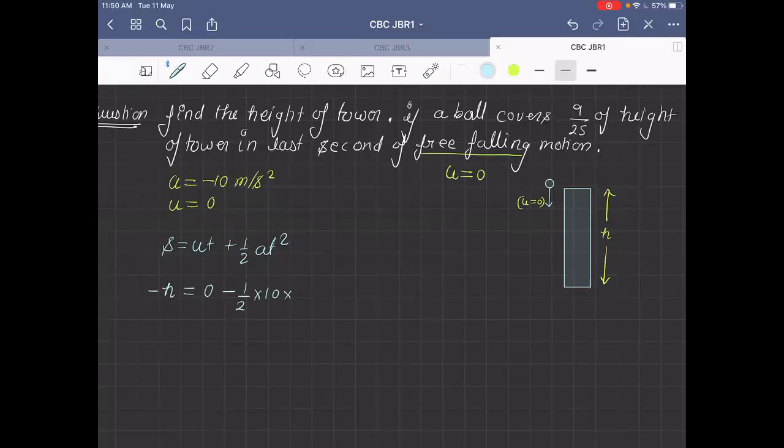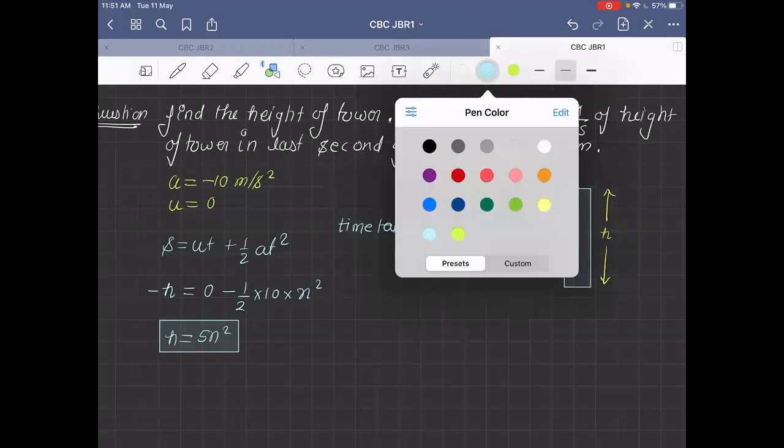And here, let's suppose the time taken is n seconds. Suppose it's n seconds. So we will get here h equals 5n square. Now make a big bracket for it, because this is going to be our first equation, and the second equation we are going to get from here.